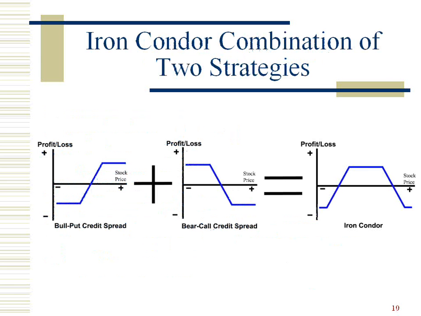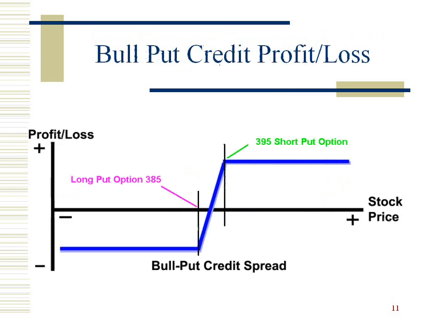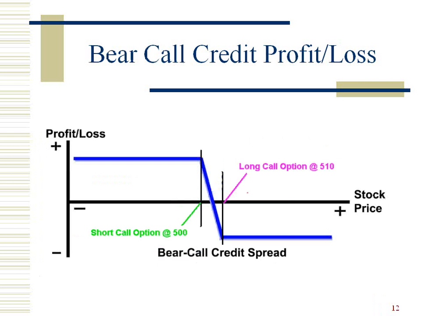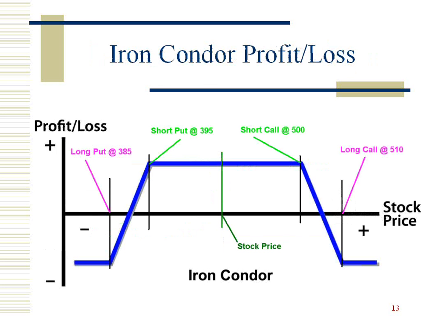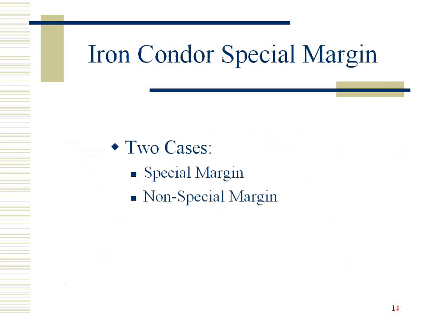Iron Condor is a combination of 2 other popular strategies: the bull put credit spread and the bear call credit spread. Put those together, and we have the Iron Condor. This would be an example of a bull put where we have a short put option at a strike of 395, and a long put option with a strike of 385. This would be an example of a bear call spread where we would have the short call option at 500, and we would have the long call option at 510. Put that together, and you can see it looks just like a combination of the 2.